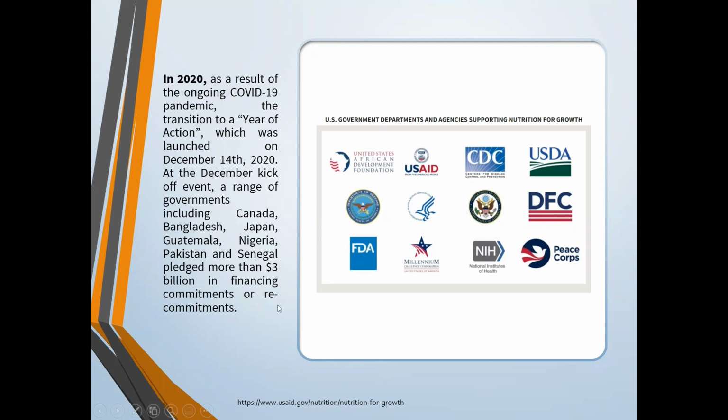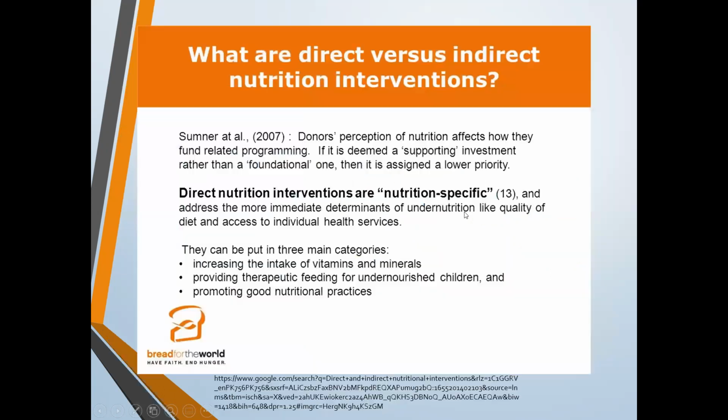There was a huge problem in the year 2020, so some of the meetings and conferences were delayed, and a new concept, the Year of Action, was launched on 14th December 2020. It included several governments like Canada, Bangladesh, and Pakistan, and pledged more than 3 billion in financing commitments and recommitments related to Nutrition for Growth, supported by these agencies. So there has been a concept of nutritional interventions done at different levels to improve nutritional deficiencies and problems around the world.